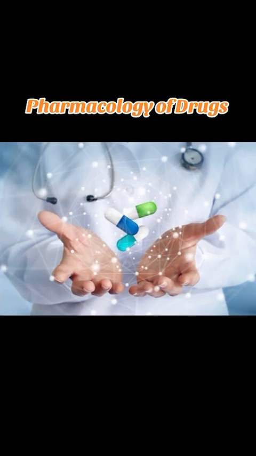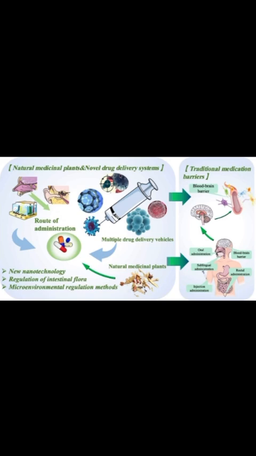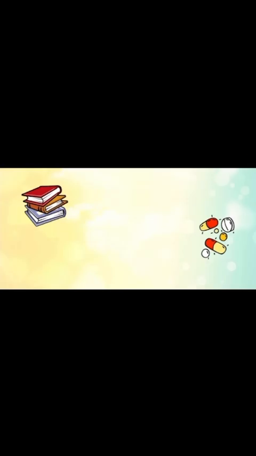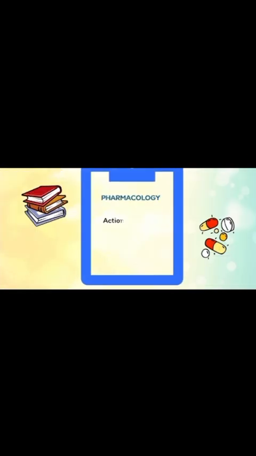Pharmacology of drugs. A therapeutic drug is any substance that is given to treat or prevent illness. It can be natural or artificial. Pharmacology is the study of drugs relating to their actions, mechanisms, uses, and adverse effects.